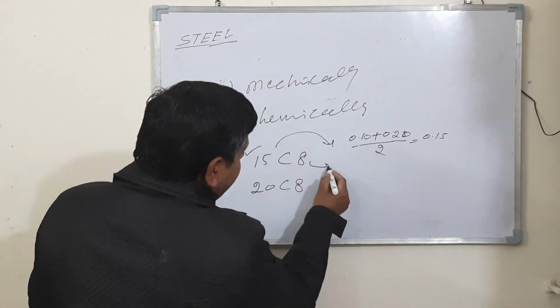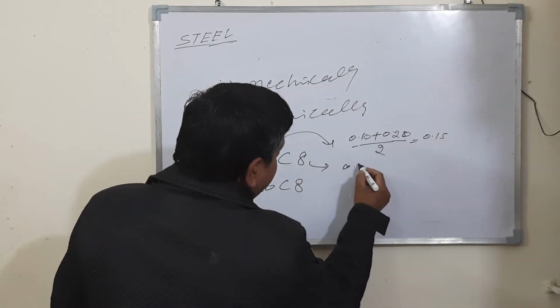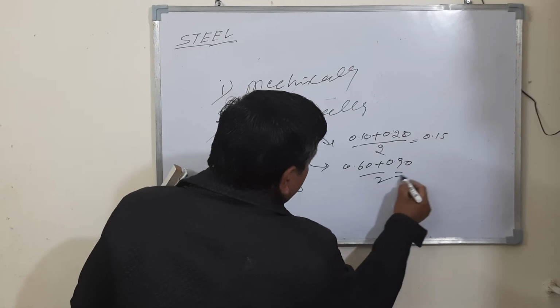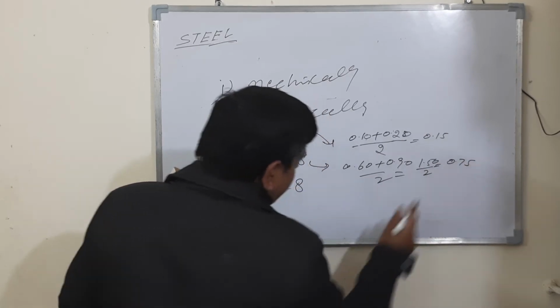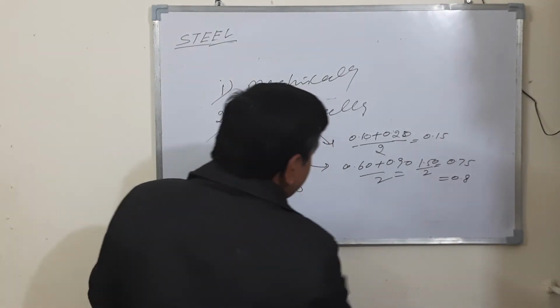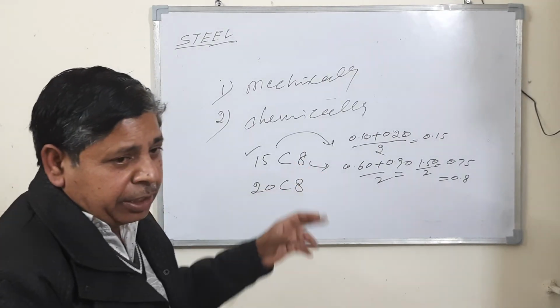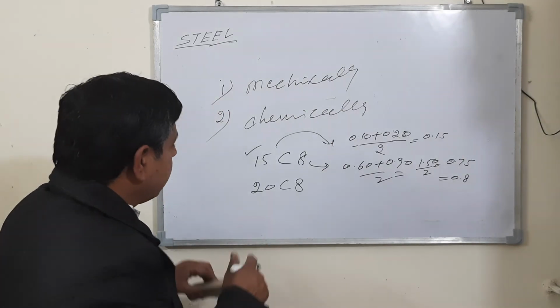What is the meaning of 8? It is also divided into two parts. 0.60 plus 0.90 is 1.50, divided by 2 gives 0.75. You take the round figure 0.8. So 0.8% average manganese is in this metal.